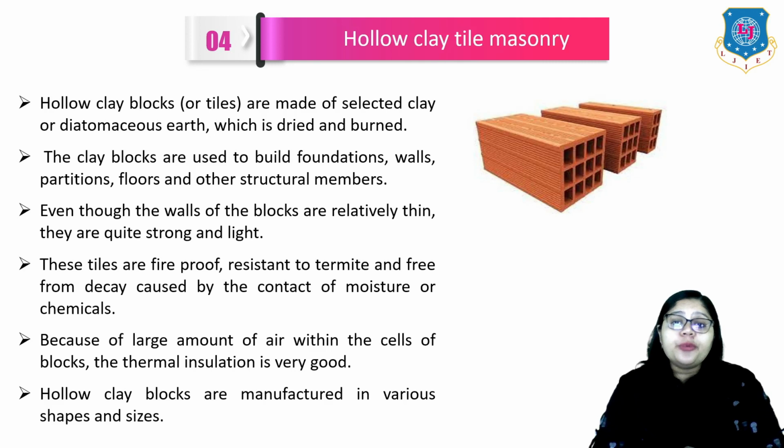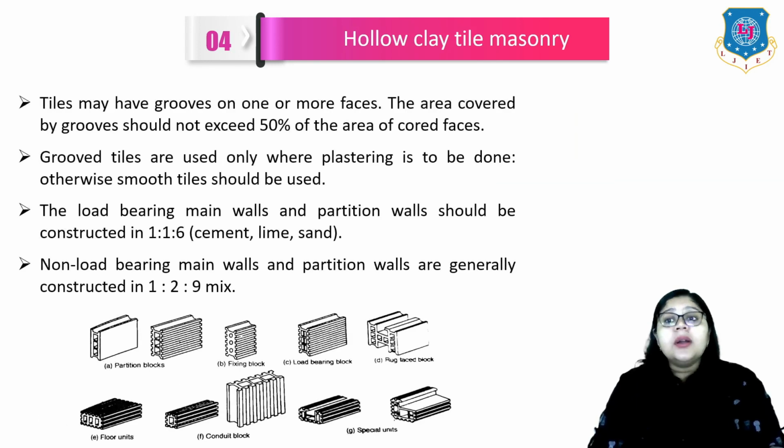These tiles are fireproof, resistant to termites and free from decay caused by contact with moisture or chemicals. Because of the large amount of air within the cells of the block, the thermal insulation is very good. So hollow clay blocks are manufactured in various shapes and sizes as shown in this figure. Tiles may have grooves on one or more faces. The area covered by grooves should not exceed 50% of the area of the poured faces. Grooved tiles are used only where plastering is to be done, otherwise smooth tiles should be used.